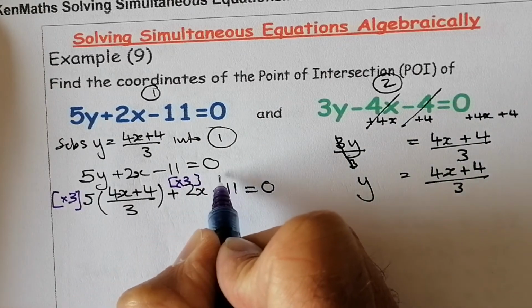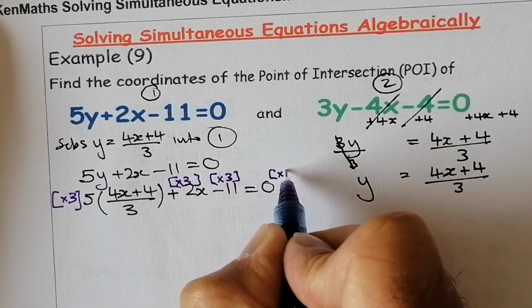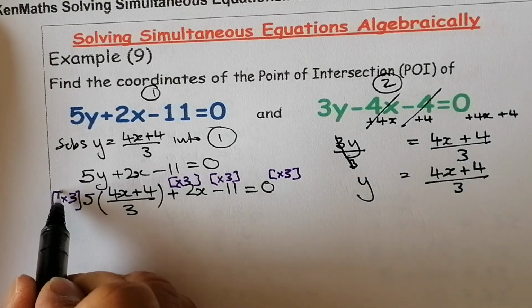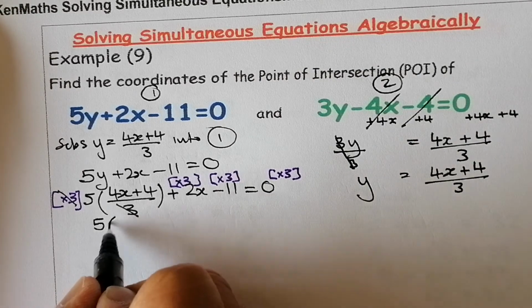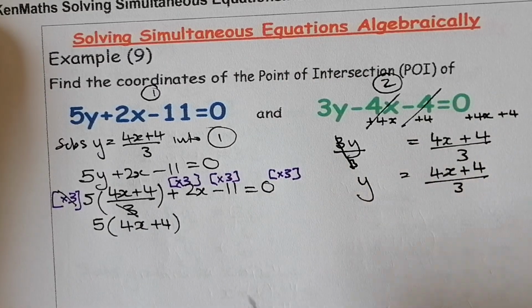And I'm going to times this part here by 3. I'm also going to times the other side by 3 as well, but it won't make much of a difference when we work this one out. So remember, the reason why I'm multiplying by 3 is so that these 3's cancel out. So they cancel out, and that leaves me with 5 with a bracket 4x plus 4. So I'm not multiplying that out yet.